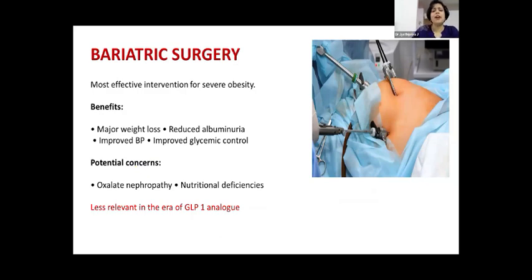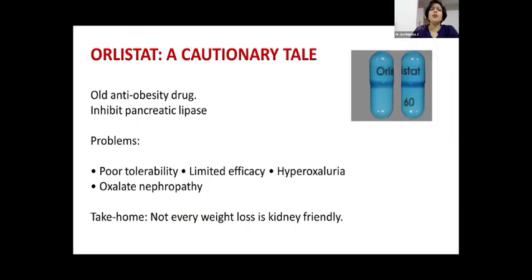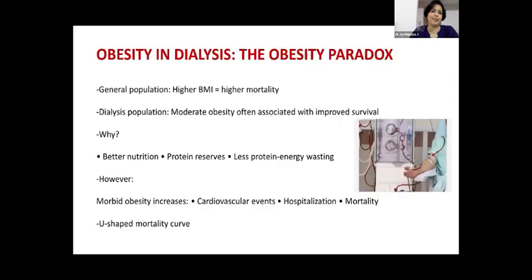In fact, in this era of GLP-1 analogs, these are of less relevance at present, and maybe we can opt for surgery as a last resort. And a word on orlistat, which is an old anti-obesity drug which inhibits pancreatic lipase and thereby inhibits fat absorption. But the problems are poor tolerability and limited efficacy, and hyperoxaluria and oxalate nephropathy are in fact a concern. So the message is not every weight loss is kidney friendly.